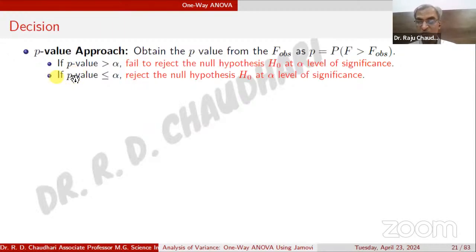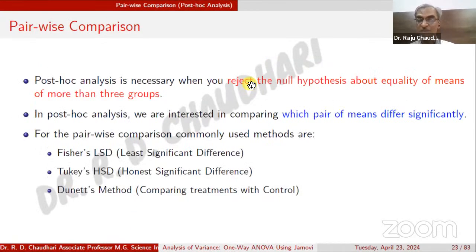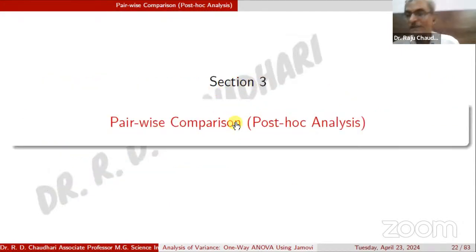So if you arrive at the second step, where the p-value is less than or equal to alpha, reject the null hypothesis, then we go for the pairwise comparison. Now, what is the pairwise comparison? It is also known as post hoc analysis. We say that there is a significant difference, but in which particular pair? So in three groups there is a significant difference, but which two groups differ significantly? For that we go for the pairwise comparison, known as post hoc analysis.